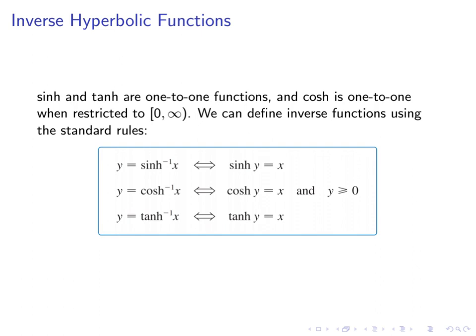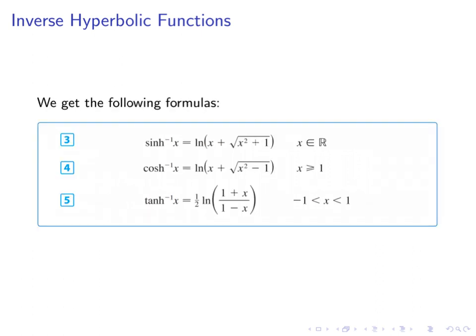So this is kind of how you can find them, and you can get the following formulas. The sinh inverse of x is natural log of x plus the square root of x squared plus 1. Cosh inverse is natural log of x plus the square root of x squared minus 1. And tanh inverse x is just 1 half natural log of (1 plus x) over (1 minus x). Here x has to be at least 1, otherwise it's going to be a complex number, which we don't want. And for tanh inverse, this only works for x between negative 1 and 1.